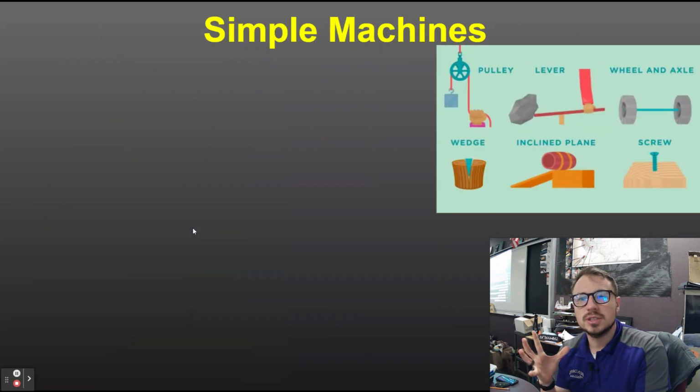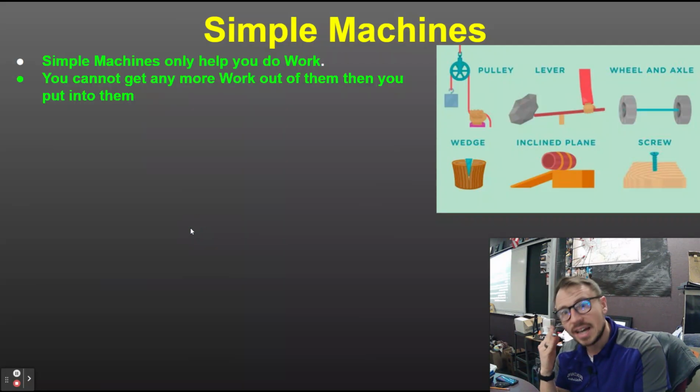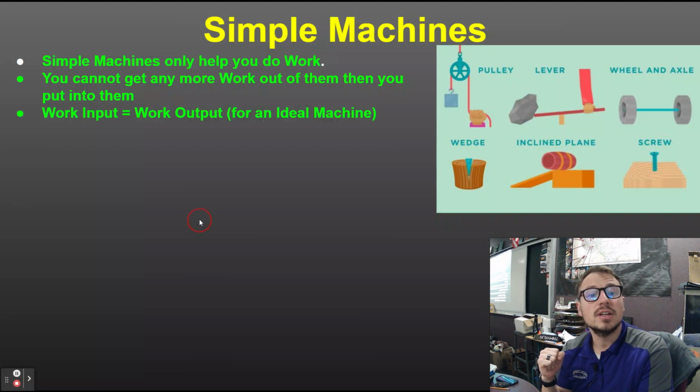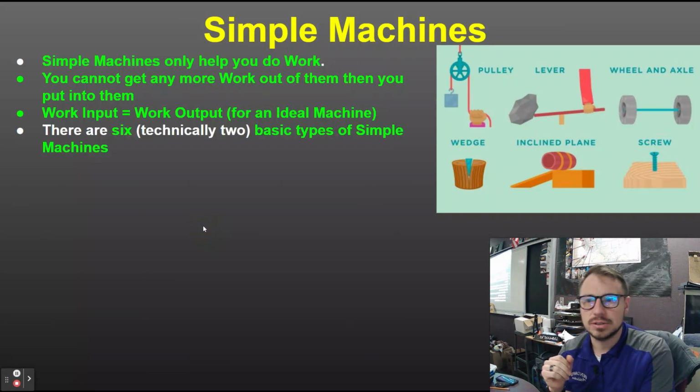Now, what are simple machines? So simple machines only help you do work. You cannot get any more work out of them than you put into them. So the work input equals the work output. This is for an ideal machine.